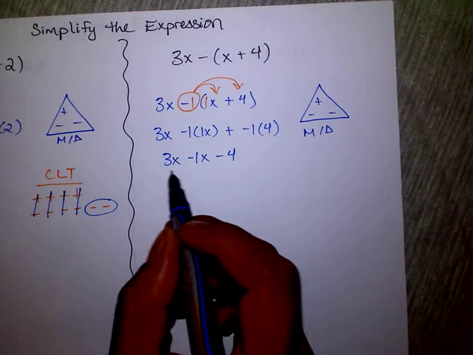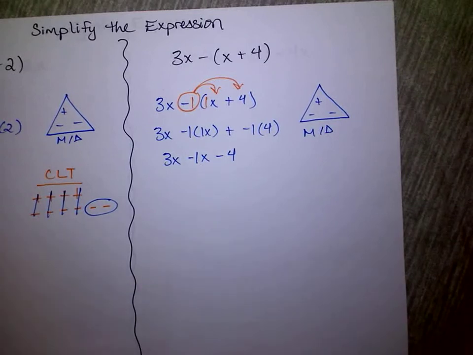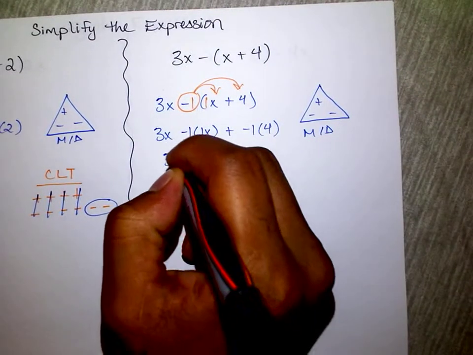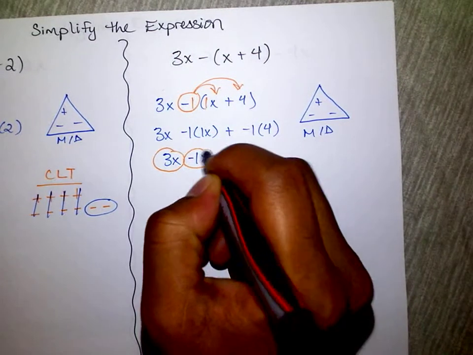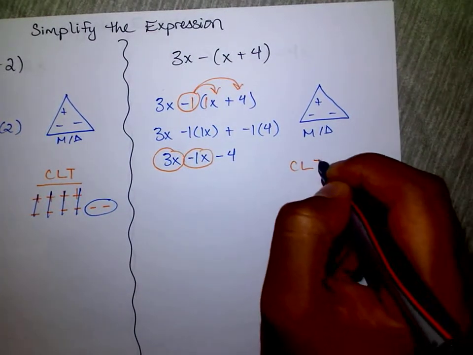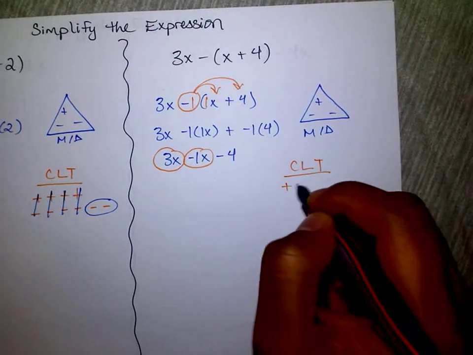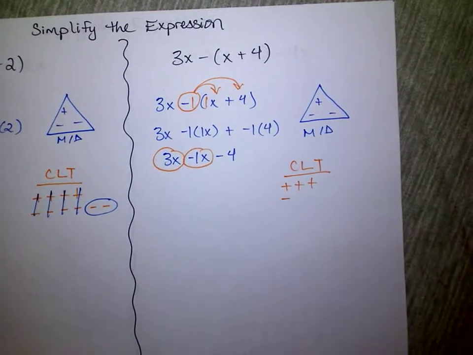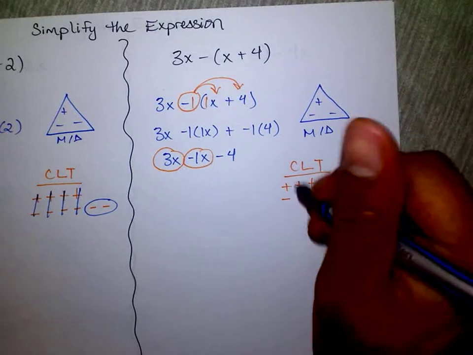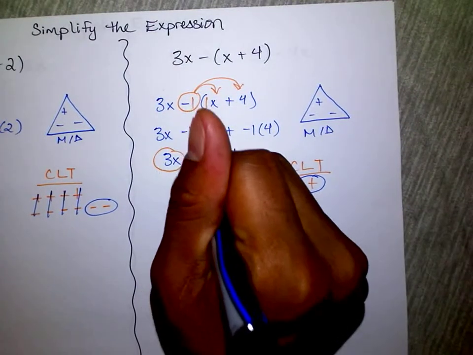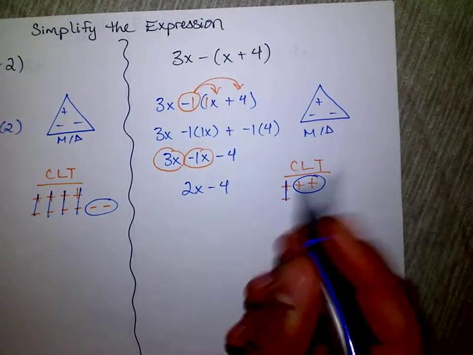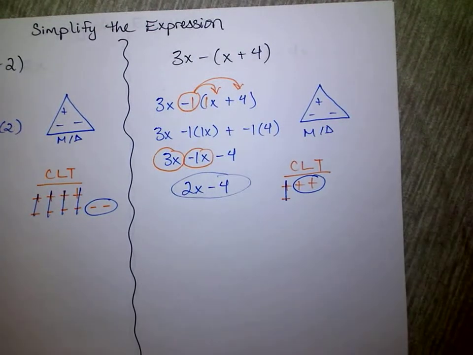As you can see, we have our like terms. We want to go ahead and combine those. Positive 3x, negative 1x. Combine like terms. Positive 3, negative 1. Get rid of your zero pairs. 2 positives left over, so that's positive 2x and negative 4. Final answer.